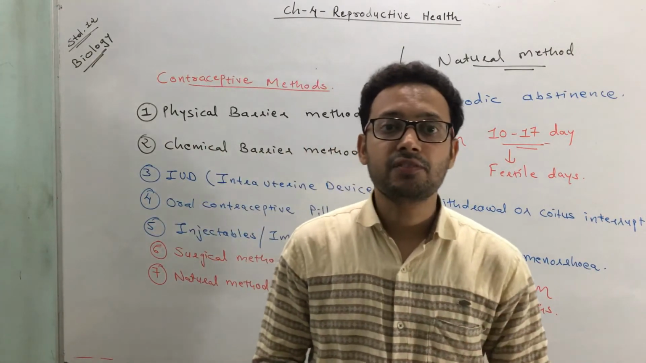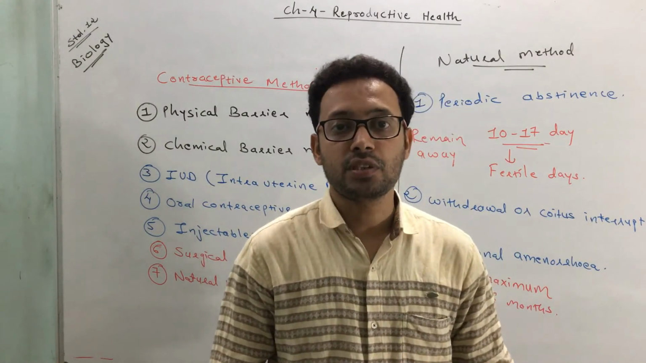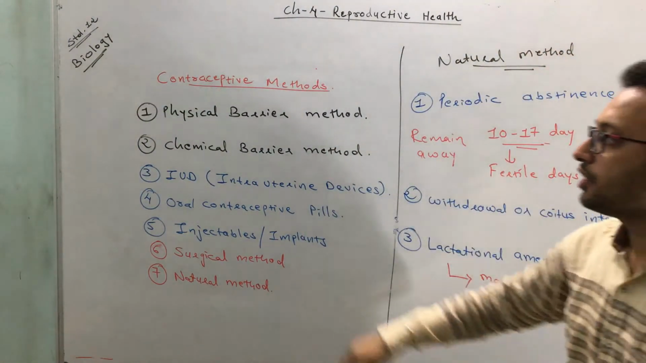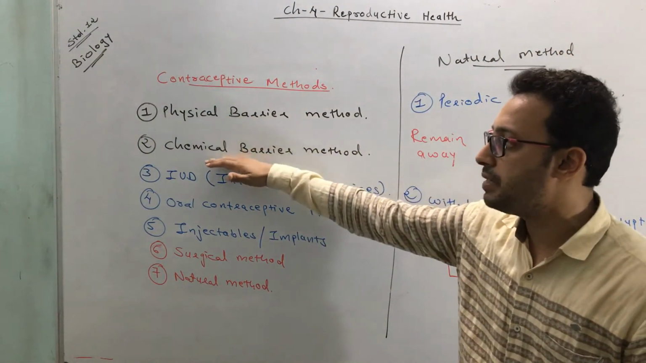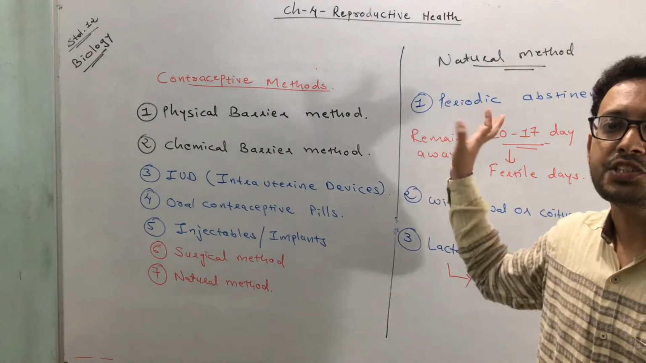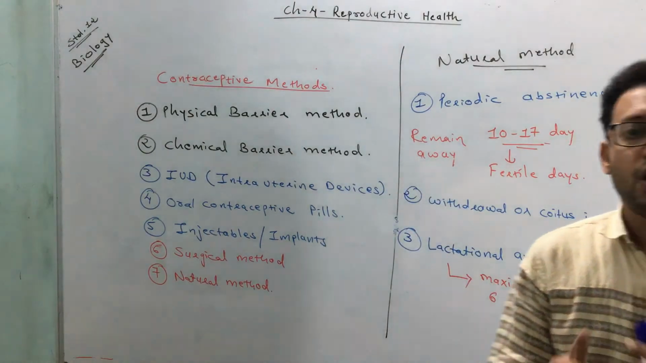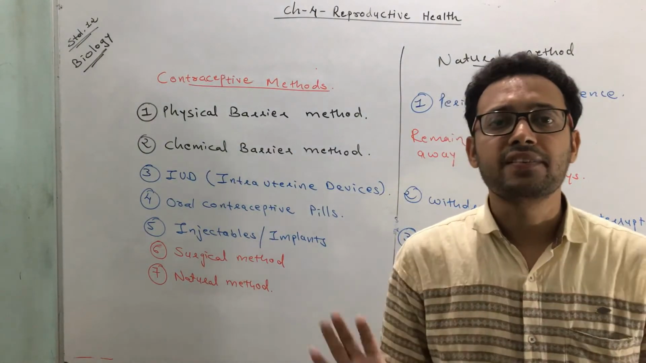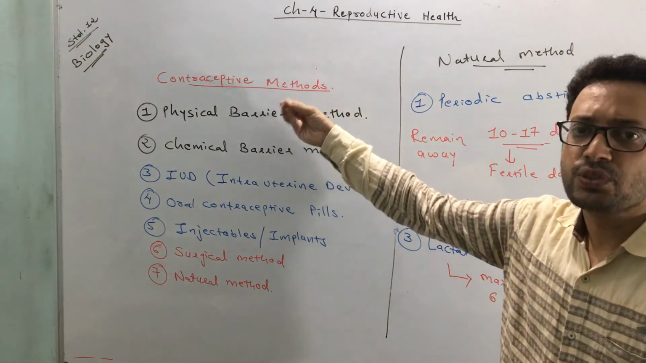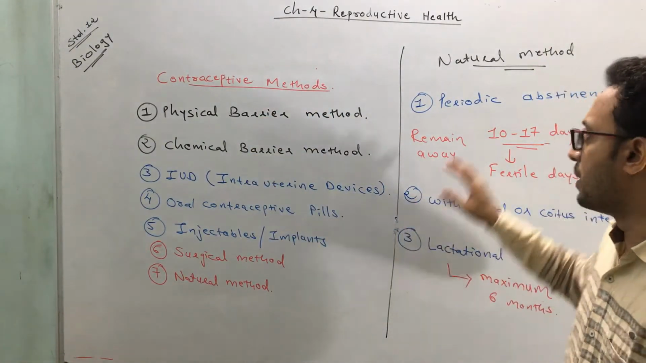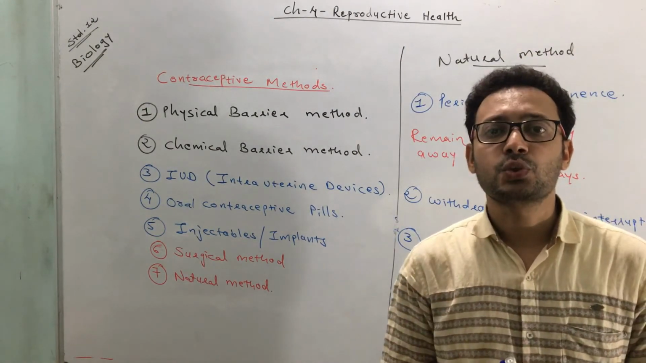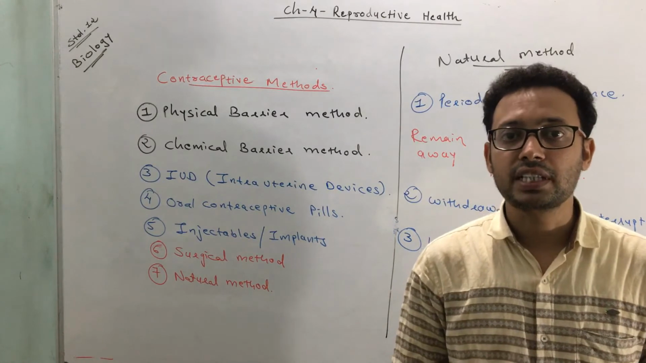What is the advantage of this natural method of contraception? The advantage is that there is no need of any kind of material, no need of any physical barrier, chemicals or IUDs or pills or tablets. Nothing is required. It's a natural method. Okay, so there are virtually no side effects associated with it. Some of the other methods have a few side effects, but with the natural method there are no side effects associated with it. Okay, so this is a natural method.